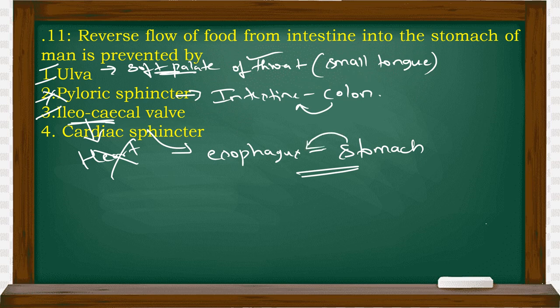And the remaining option is the pyloric sphincter. This is the correct option, which is present between the intestine and the stomach, which prevents the re-entry of food into the stomach from the intestine. So option number 2, pyloric sphincter, is the correct answer for question 11.